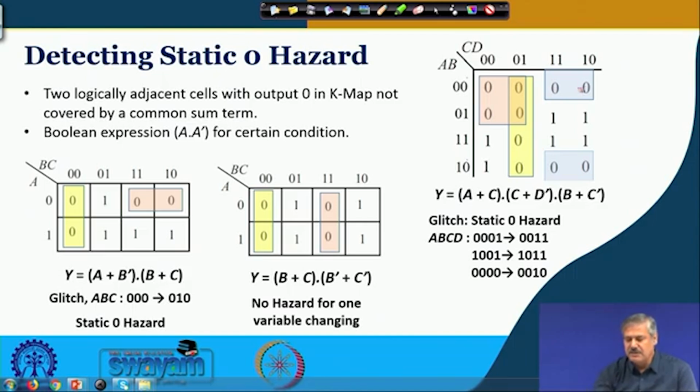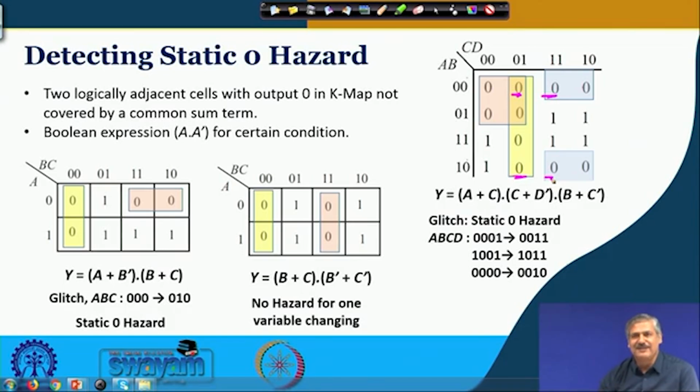These are logically adjacent zeros covered by a common sum term, but here is one logically adjacent pair of zeros that is not covered by a common sum term. So, this might lead to a glitch for a specific input combination. Is there only one possible way the glitch can occur? No. You can see that there is another pair, which is logically adjacent, but not covered by a common sum term.